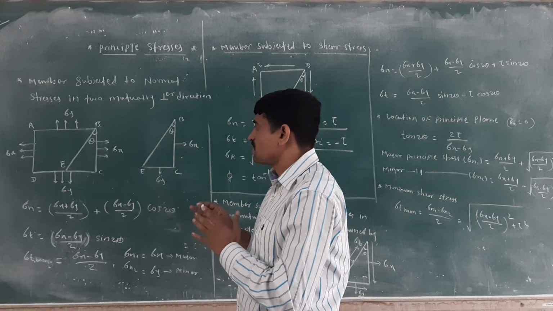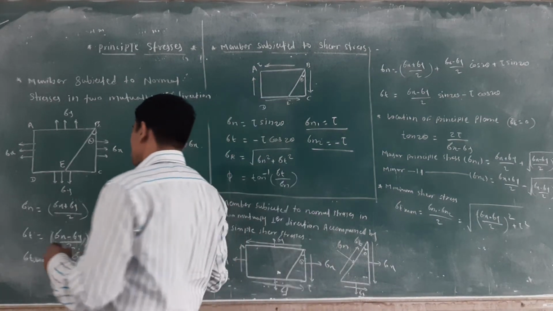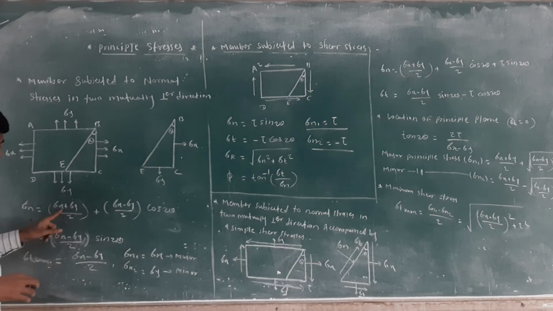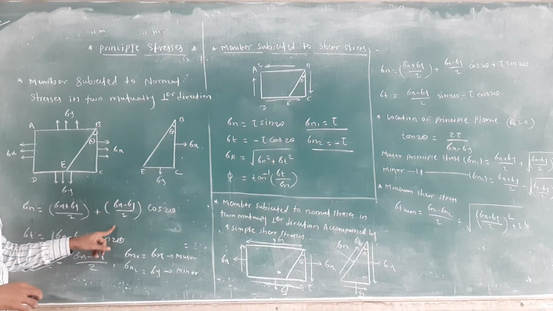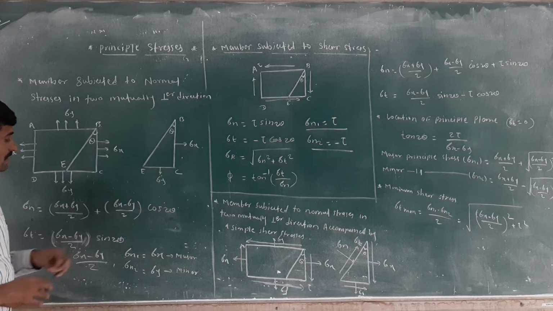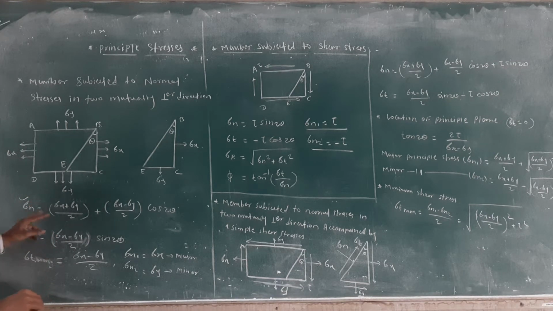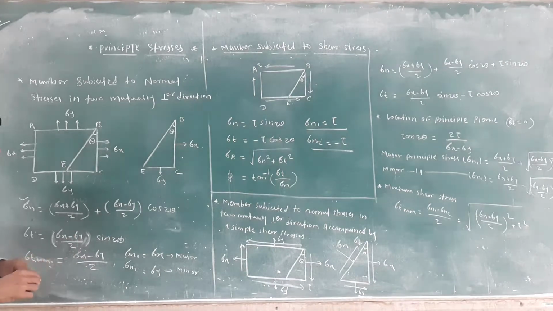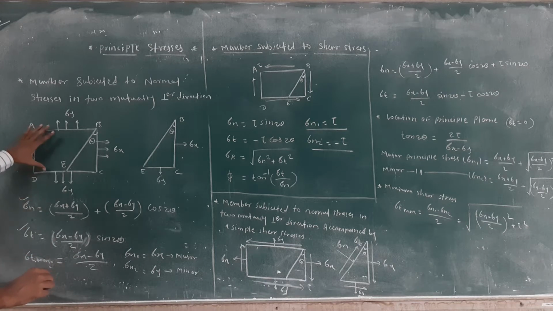If you solve the trigonometry, then you will get the normal stress sigma n equal to sigma x plus sigma y divided by 2 plus sigma x minus sigma y divided by 2 into cos 2 theta. In a similar way you will get the tangential stress. Tangential stress is equal to sigma x minus sigma y divided by 2 into sin 2 theta. These two formulas you have to remember for this condition.